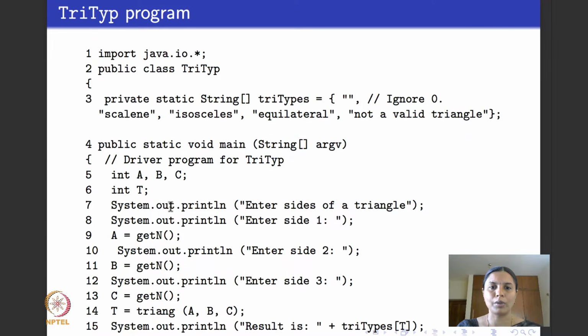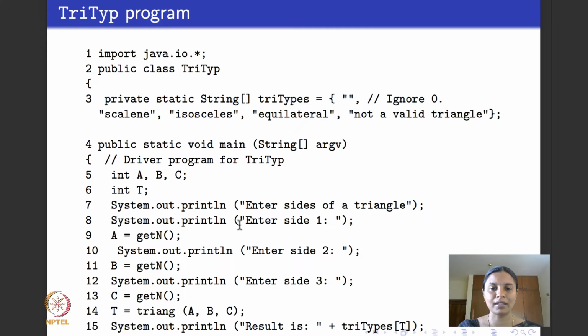Here is the program. It has 3 integer variables a, b and c, taken as inputs for the 3 sides of a triangle, and then it has an integer t. We'll see what this does. T is for giving the output. T returns the output, which is the type of a triangle. So the 3 sides of a triangle are taken as input here.